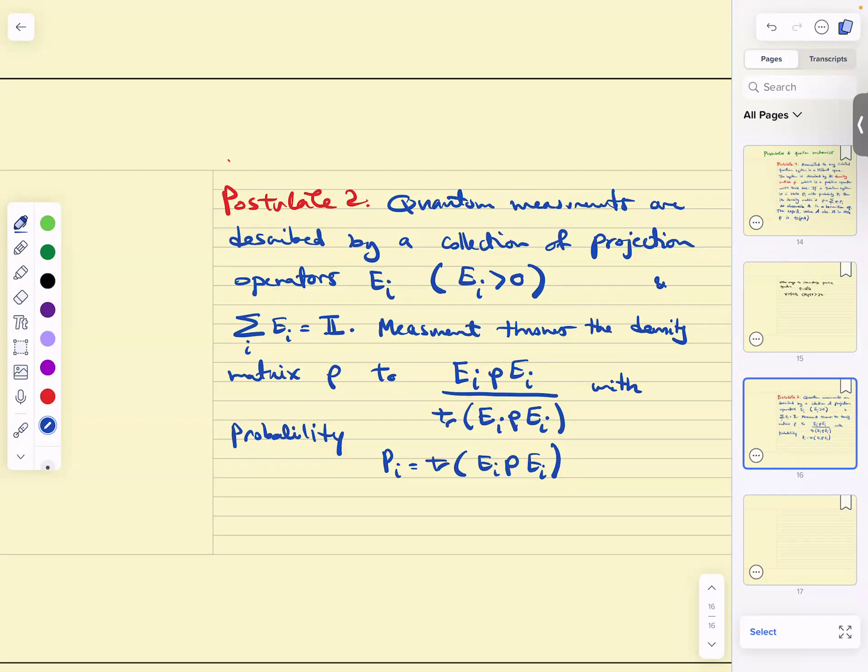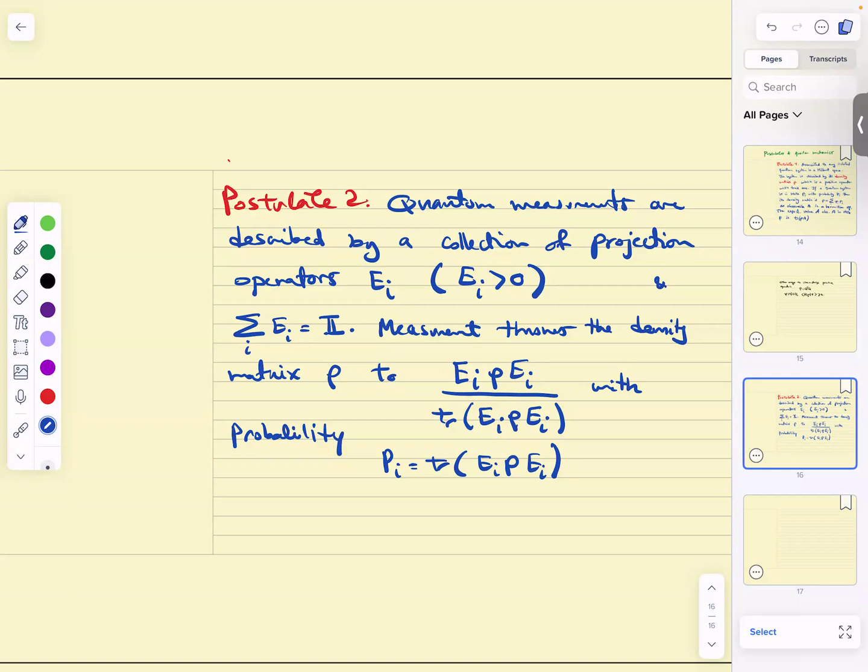So, for example, if I measured Sx, how would the story change? The corresponding E+1 and E-1 are Sx plus, Sx minus. The outcome 1 for Sx and minus 1. So these are going to be Sx plus Sx plus. This is the probability of this outcome.